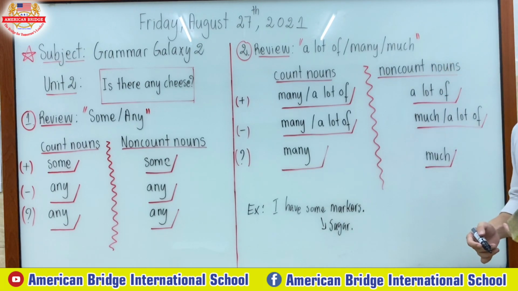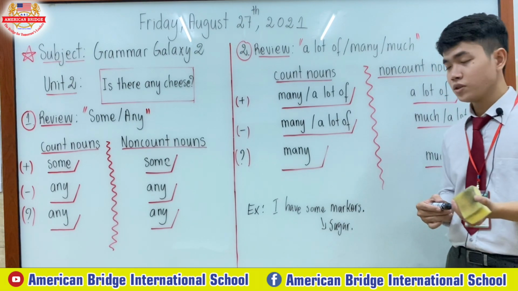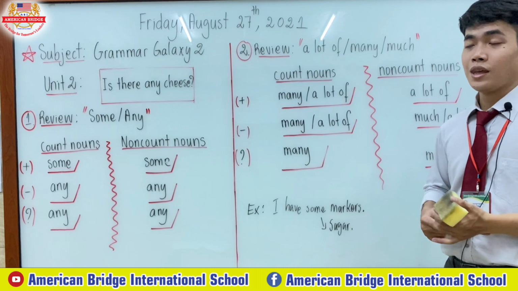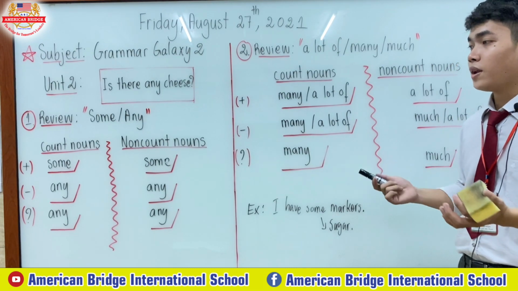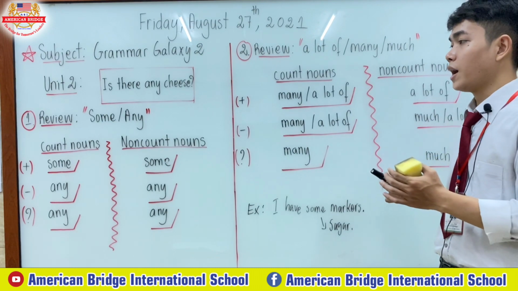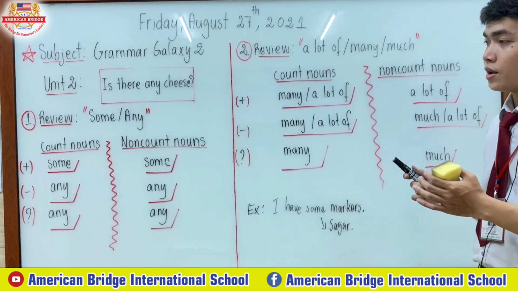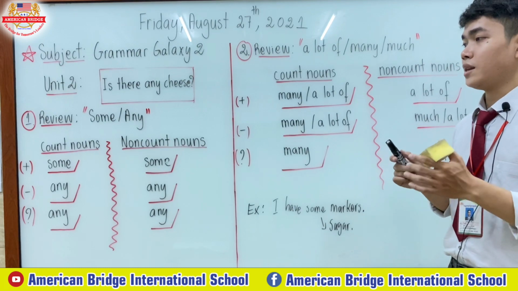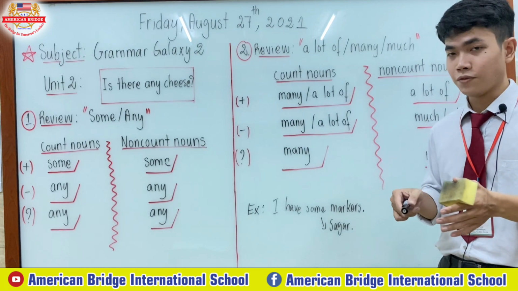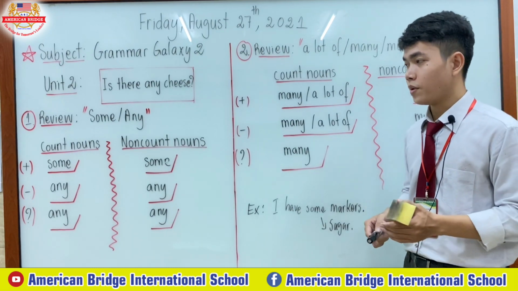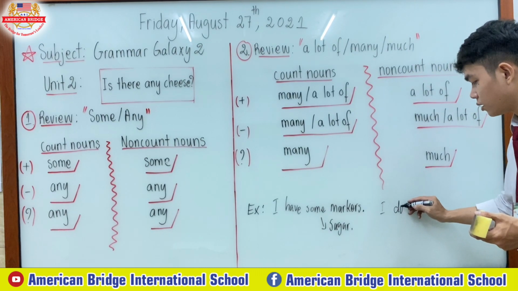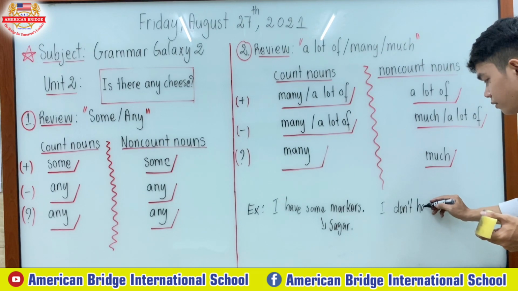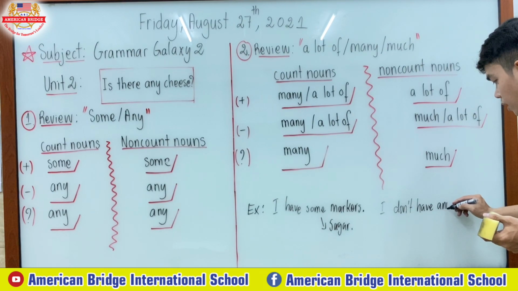And what about the word any? We use any only in the negative and question, right? As we know, any is used in both count nouns and non-count nouns, but it is used in the negative form and question form. For example, I don't have any friends.